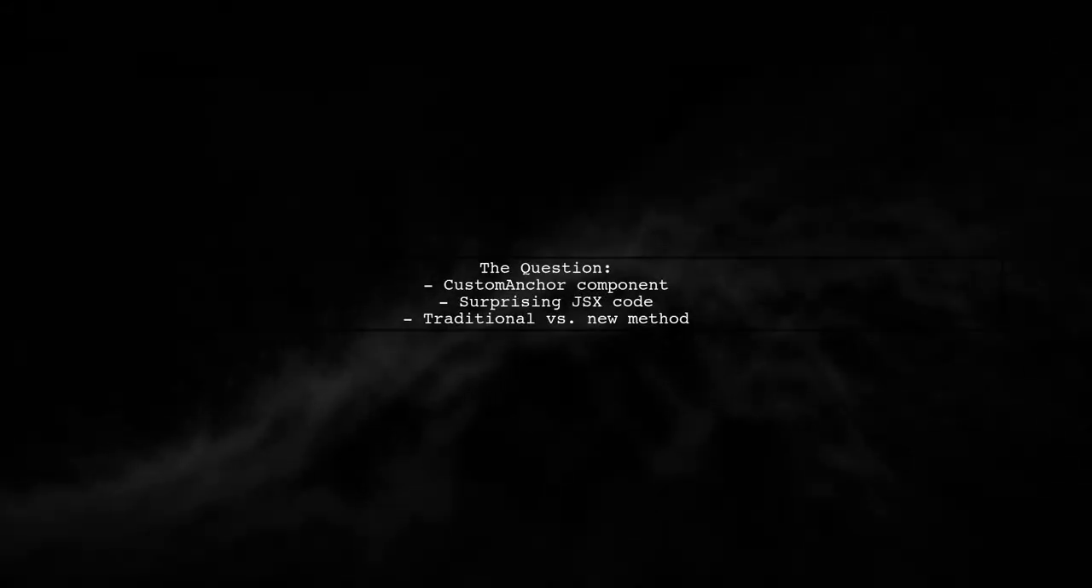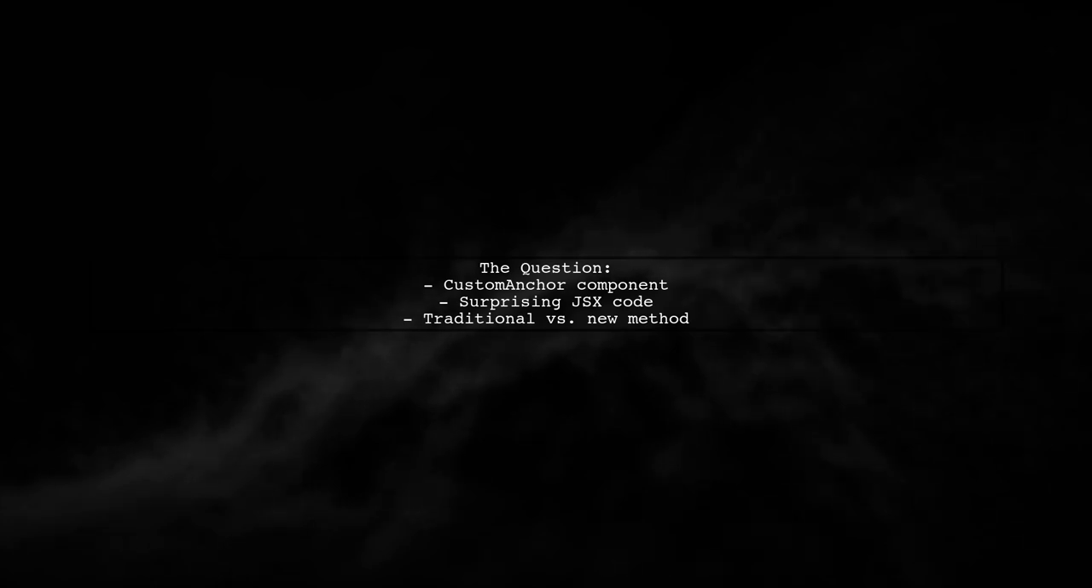Our viewer encountered some JSX code that surprised them. It features a custom anchor component that uses an anchor tag in a single, non-closed form. This approach seems to bypass the traditional method of enclosing children within the tag. Let's take a closer look at the code and unravel this mystery together.